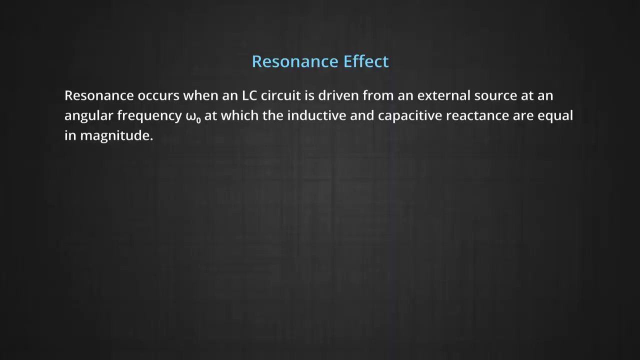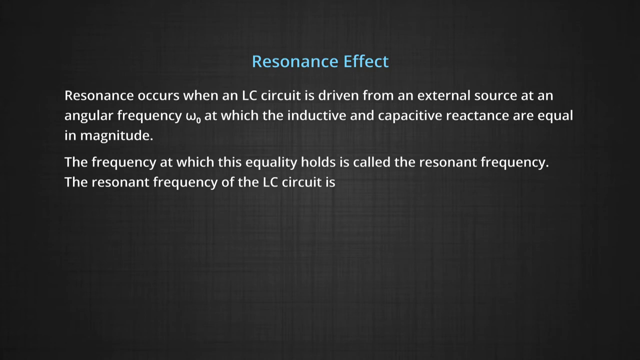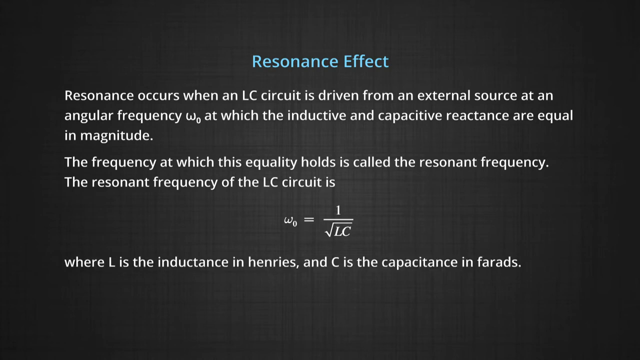Resonance occurs when an LC circuit is driven from an external source at an angular frequency omega naught, at which the inductive and capacitive reactance are equal in magnitude. The frequency at which this equally holds is called the resonant frequency. The resonant frequency of an LC circuit is omega naught equal to 1 upon under root LC, where L is inductance measured in henries and C is the capacitance measured in farads.